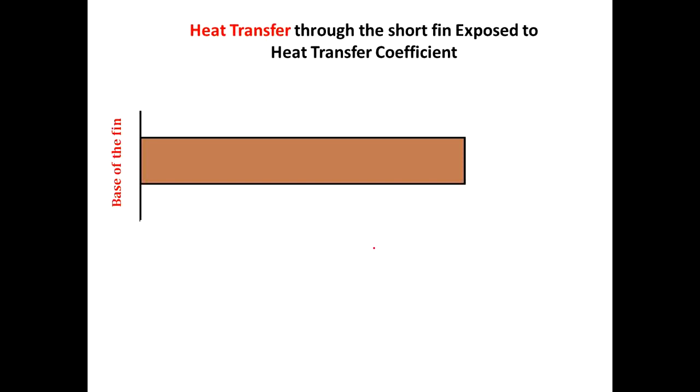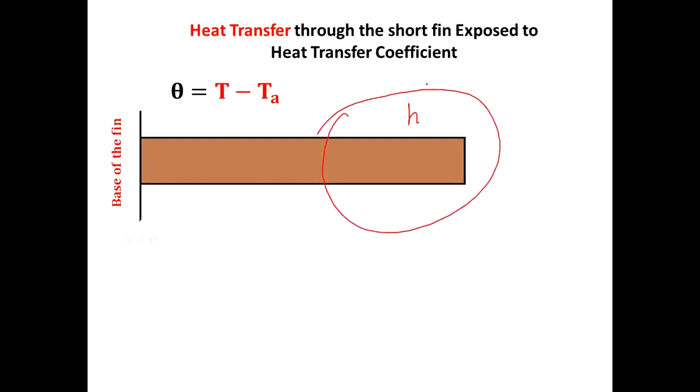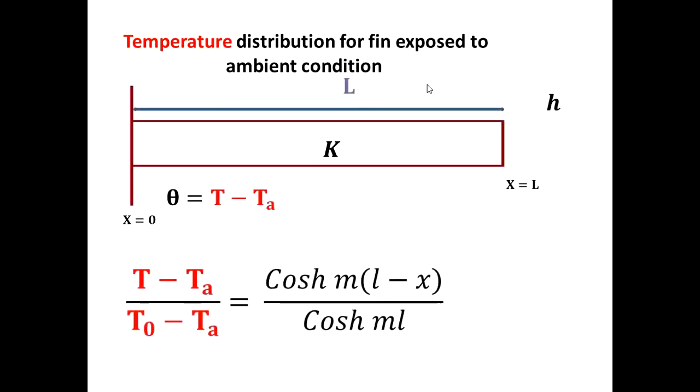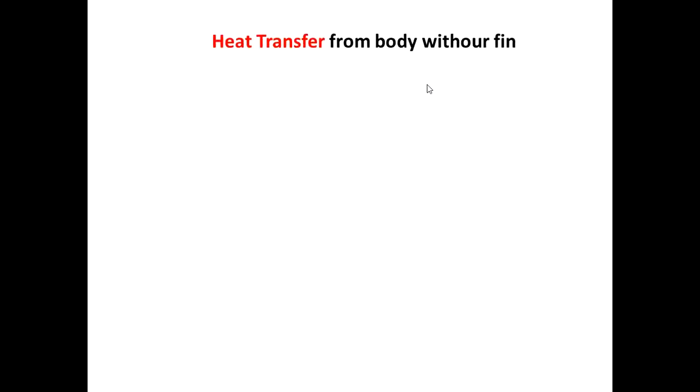The base fin, when exposed to convective heat transfer, has convective heat transfer around the fin, with heat transfer coefficient h. Therefore you will come across terms like this: √(hPkA) (T0 minus Ta) tanh(mL). These are all equations available in your data handbook. Temperature distribution for the fin exposed to the ambient condition, and then convective heat transfer: cosh m(L minus x) divided by cosh mL, where m is equal to square root of hP by kA.